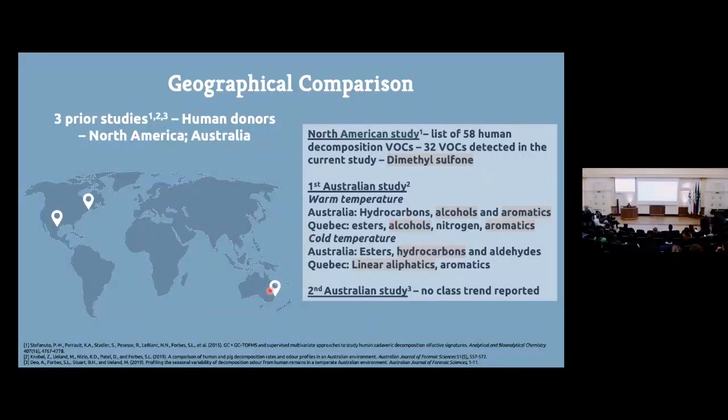And the other 2 studies were conducted in Australia. The one study compared the trends at warmer and cooler temperatures. And when we compare that to our study, we found alcohols and aromatics were generally more dominant at warmer temperatures, while hydrocarbons, which we called linear aliphatic and cyclic aliphatic, were more dominant at cooler temperatures. But just to be mindful, warmer and cooler temperatures in Australia and Canada would look a lot different. And the second study conducted in Australia did not report any trends in the classes. They just reported that there was a great deal of variability between individual donors.